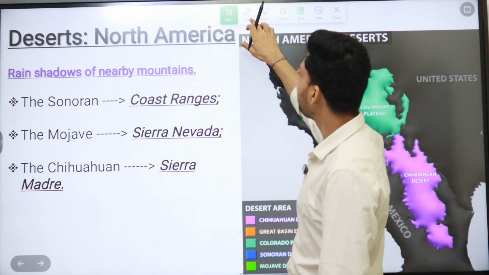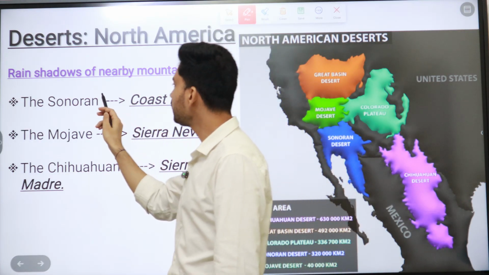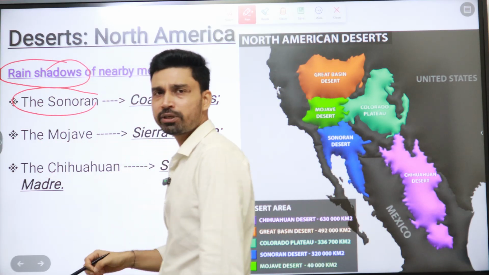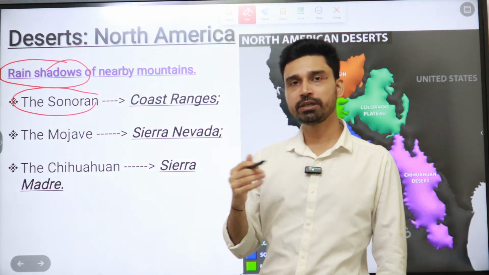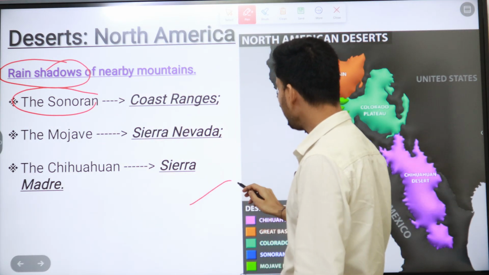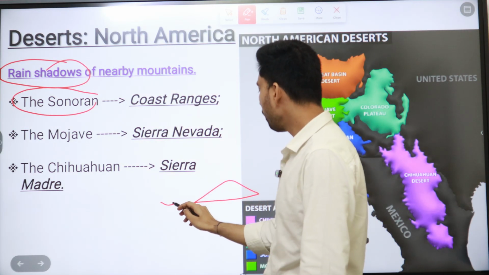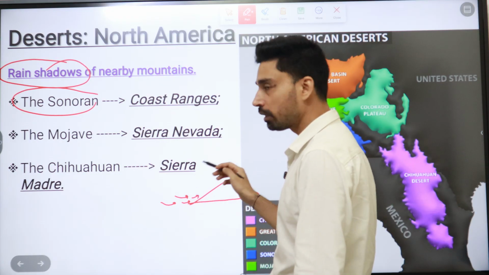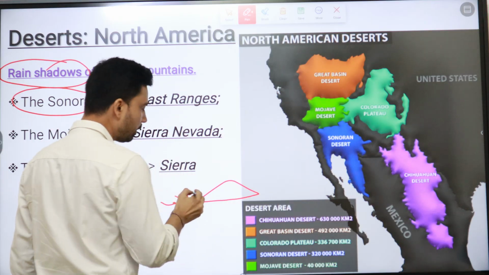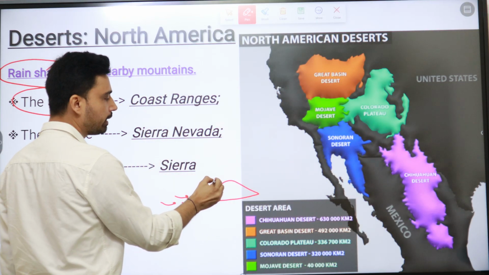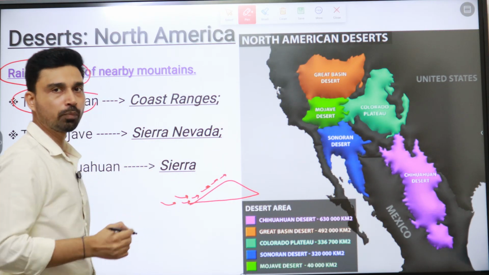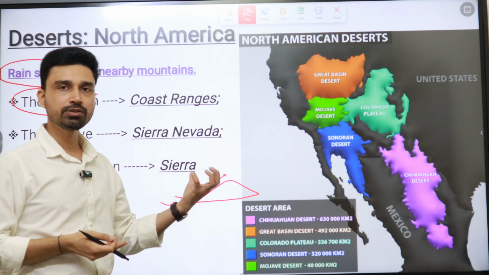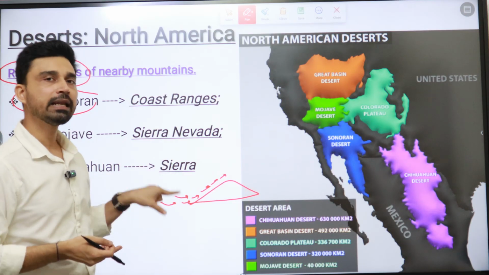And if you look at the main deserts, the first desert is what you can call Sonoran. Also, if you try to understand the term rain shadow itself, in climatology you would have studied that if you have a mountain like this and warm and moist wind is flowing across this mountain, it is forced to rise up as it strikes this particular slope of the mountain. So when the warm and moist wind rises, it causes condensation. Condensation results in heavy rainfall.